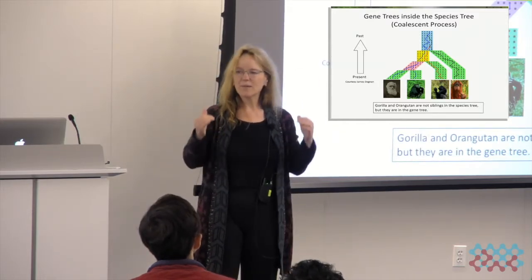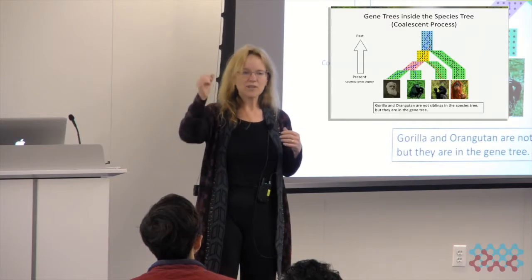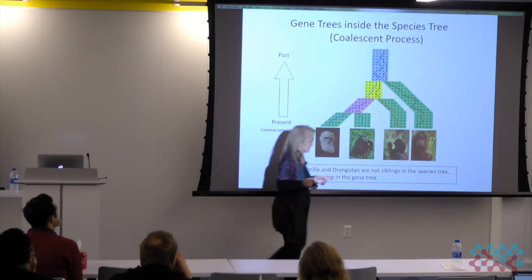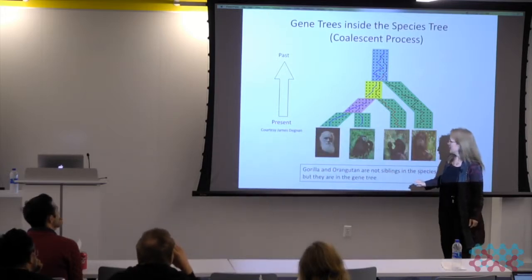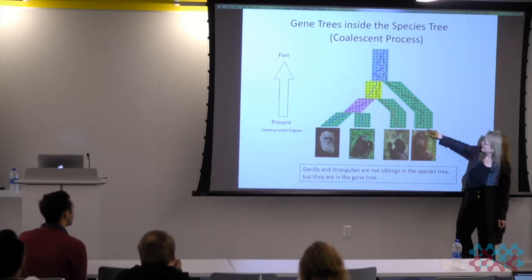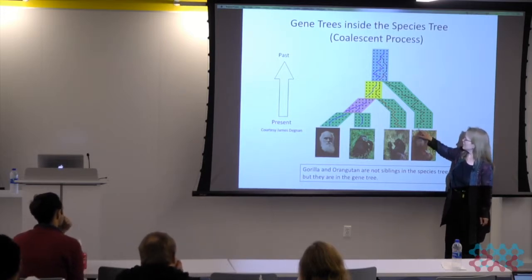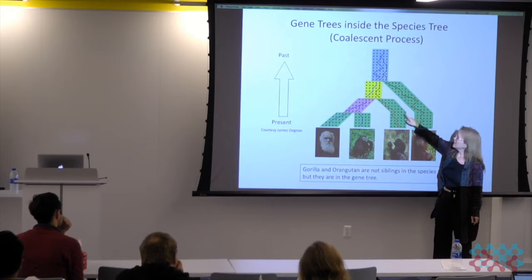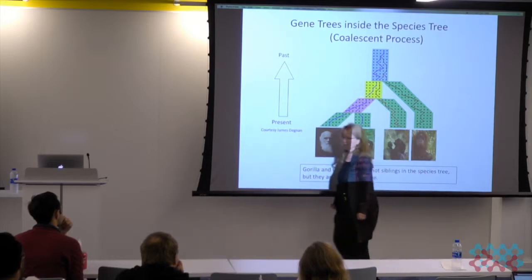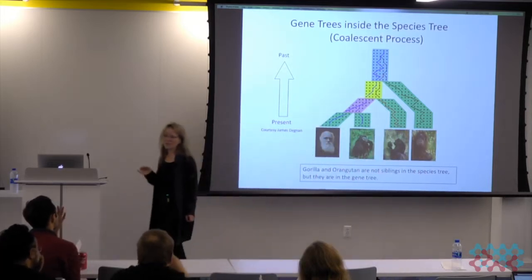And as you trace them back, you're saying which parent gave you that allele, then you keep going back. And then in this phylogeny, I think this is Charles Darwin. I don't know what their names are. But these two individuals, when you trace them back, they are siblings in the gene tree. They're not siblings in the species tree. So the gene tree has a different topology than the species tree.